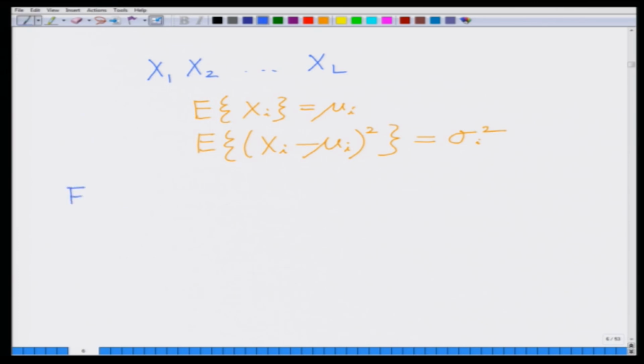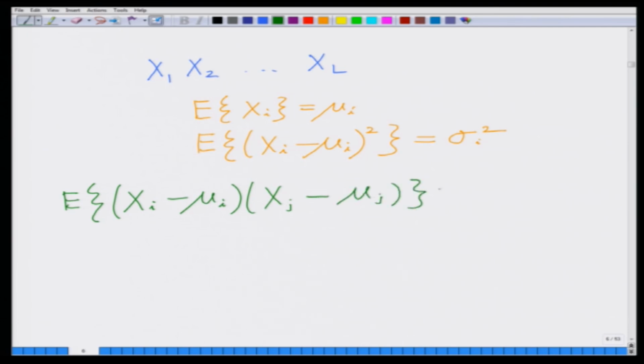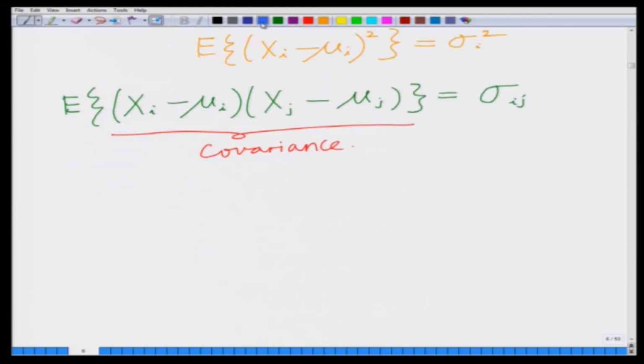Further, if I look at the covariance, that is, if I look at the expected value of (xi minus mu i) times (xj minus mu j), we said this is equal to the quantity sigma ij, and this we said is the covariance.